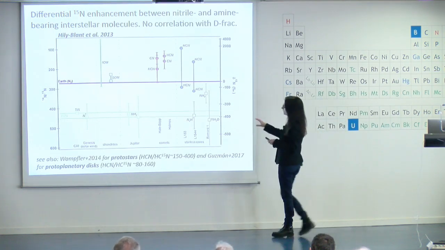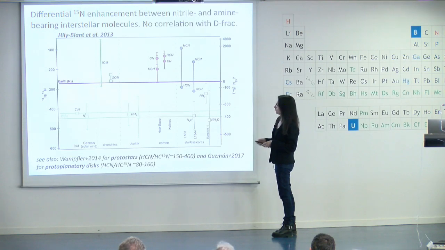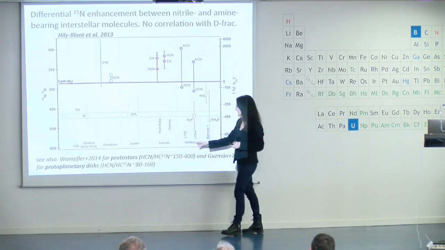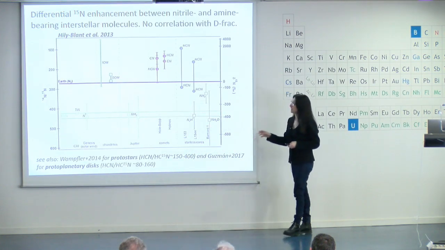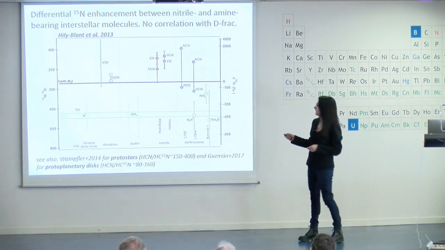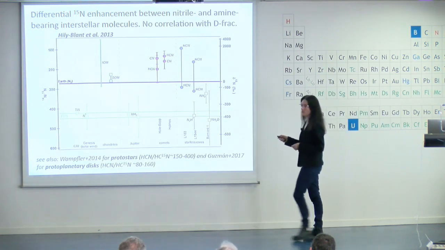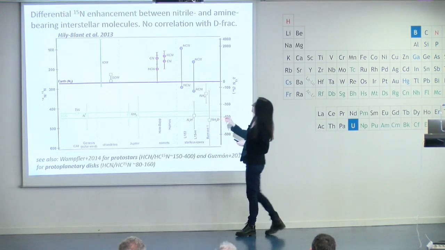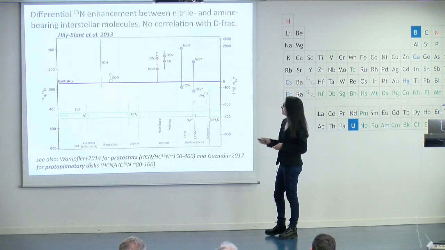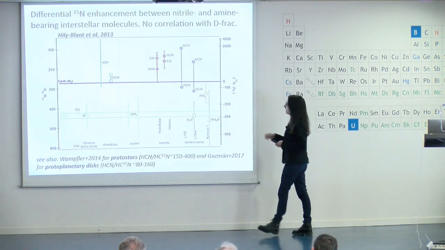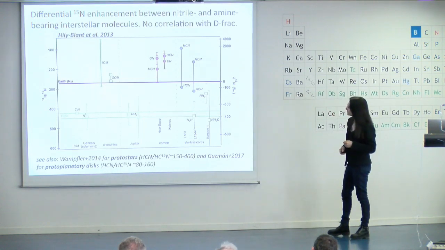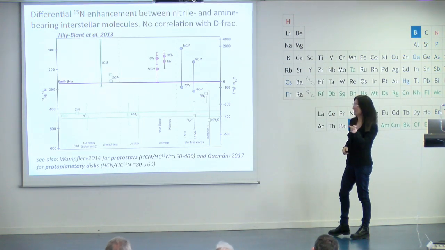This is a very nice picture that was published by Hily-Blant in 2013, where we have again our solar system material and then comets and starless cores. The thing that Hily-Blant and others noticed is that the 15N enhancements are different depending on the type of molecule that we have. If we have a CN type of molecule, like a nitrile molecule, like HCN and CN, we have a significant enrichment of 15N. In the case of ammonia and also N2H+, this is not the case. So there is a differentiation.